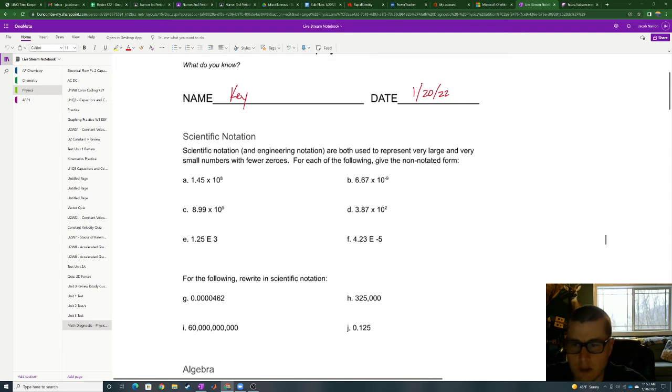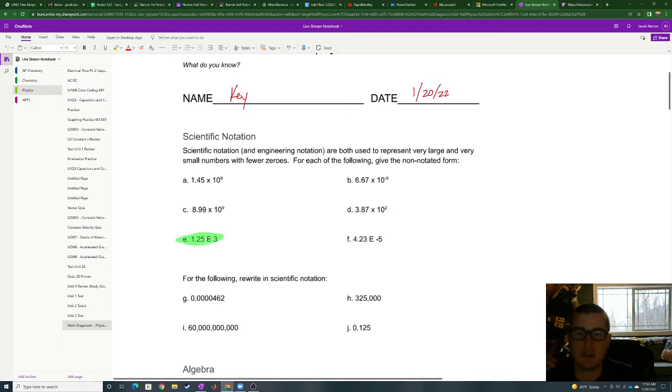All right, so the first thing I want to talk about is scientific notation. Now, in physics, we're going to see scientific notation occasionally. Usually, students know how to do this, but you just need a reminder. So, scientific notation and engineering notation are different, but they're both the same thing. If you look down here with the E's, that's how you know you're dealing with engineering notation.